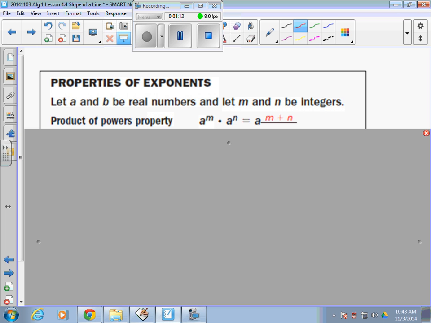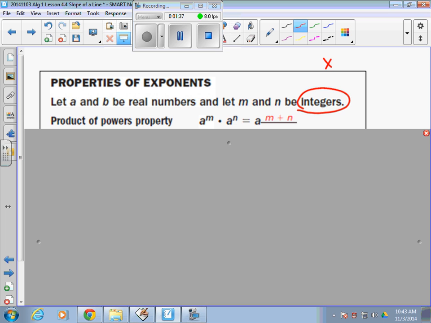Okay, here's what we need to look at. It says let A and B be real numbers and let M and N be integers. That means not fractions here. We're not dealing with fractions just yet. First one is the product of powers property. A to the M, that's how you read that, times A to the N. What you do with exponents, anytime you are multiplying bases, you add exponents. We know how to do that already.